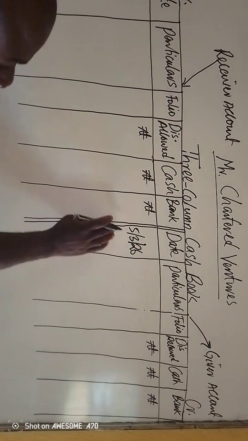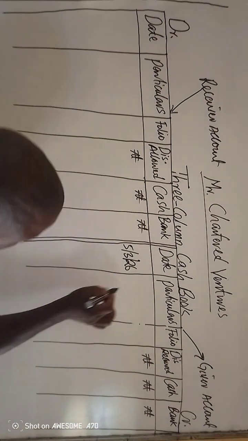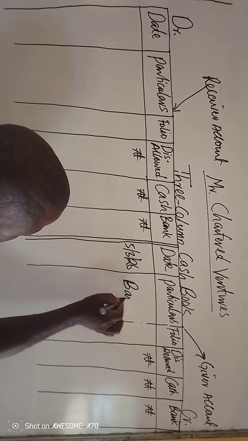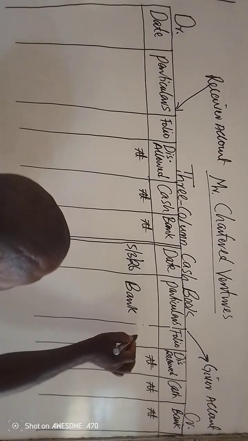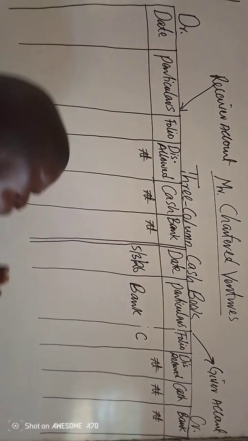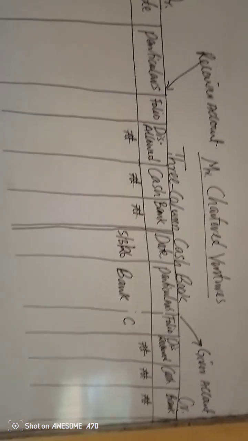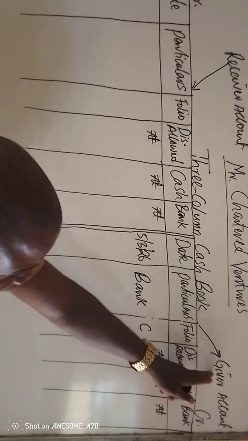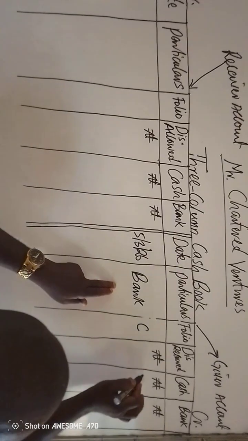You now say on this date, which is 5th of March, the giver, which is the cash account, is giving to bank. And then the folio becomes C. Under folio you put C, though C is not a folio, but you just put it under folio. Then we are saying the giver, which is cash, is given to bank, and the amount is 50,000.